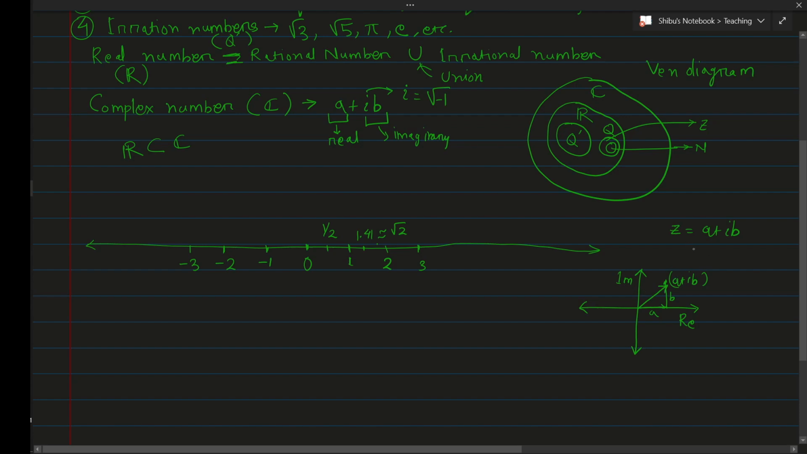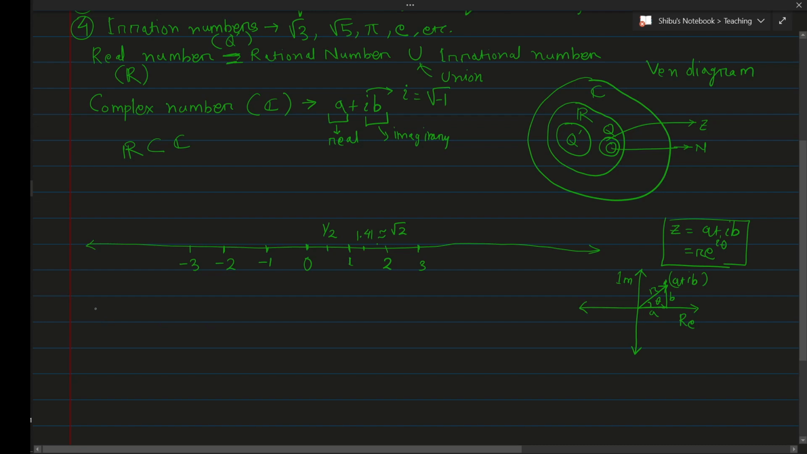Another way to represent a complex number is r e to the power i theta. Here r represents the magnitude of this complex number and theta represents the phase angle of this complex number. We'll discuss these things in detail in a later section where we'll be discussing complex numbers more. So this is how we are going to represent real numbers and complex numbers.